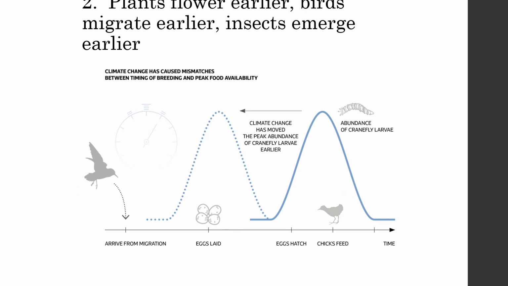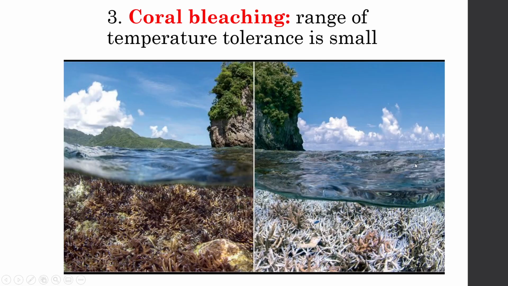Plants and flowers. You can't even read that. So the plants are actually flowering earlier, which causes birds to migrate earlier, which means that insects are going to emerge earlier. So climate change has actually moved the peak abundance of cranefly larvae earlier. So eggs were laid. It used to be perfect because the cranefly larvae would be eaten by the chicks, right? But climate change has caused the larvae to be earlier, which means that the cranefly is not there to eat it, which means now we have a higher abundance of the cranefly.